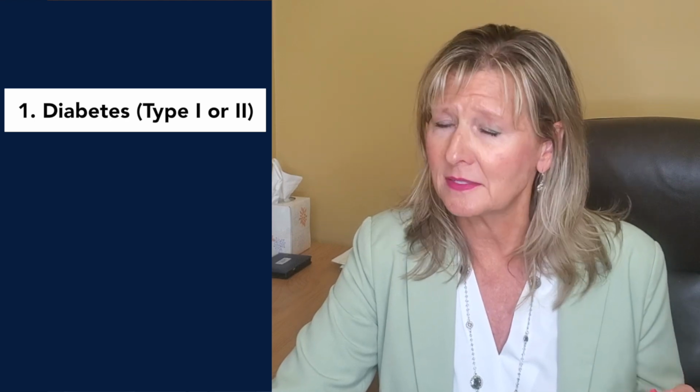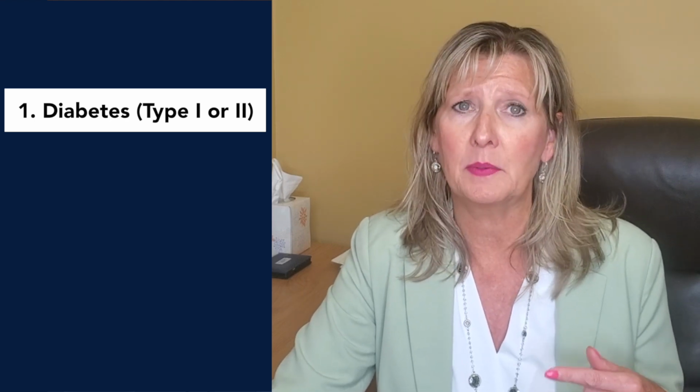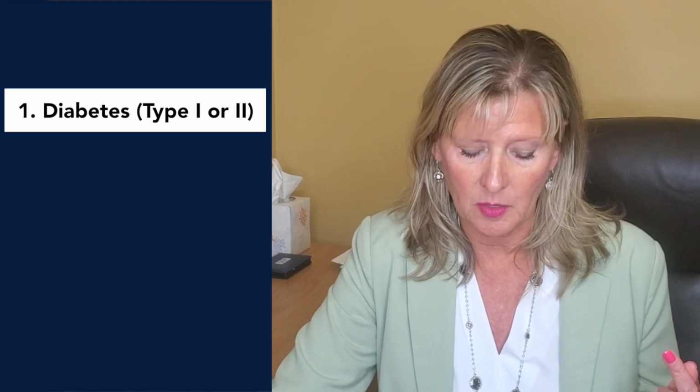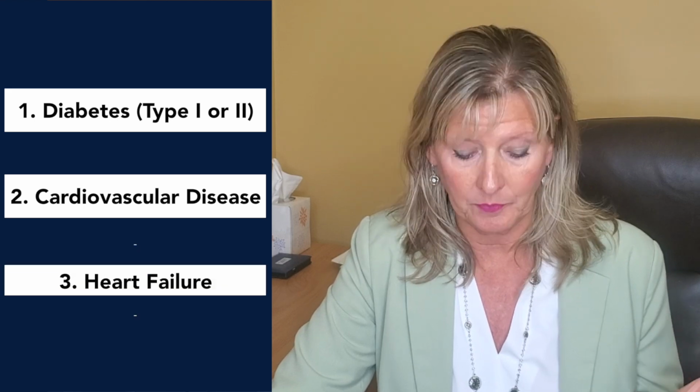What are these chronic conditions? Well, there's 3 that are pretty much universal. One is diabetes. If you either have type 1 or type 2 diabetes, this is not pre-diabetes, but if you have been diagnosed with diabetes, that's one of the chronic conditions. Number 2 is cardiovascular disease, and number 3 is heart failure.